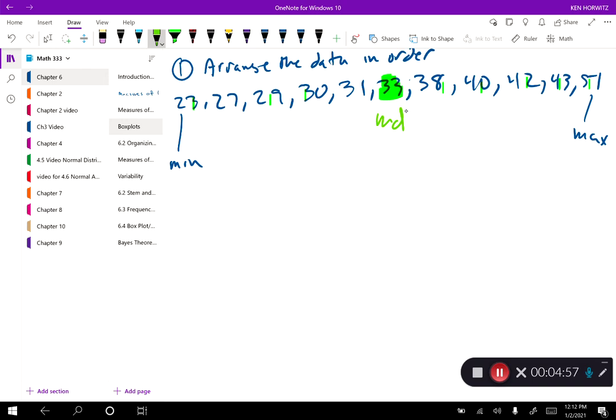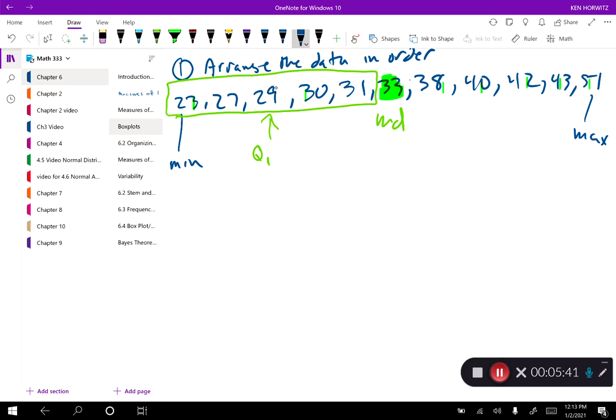So now we need to talk about the next piece. The next piece is Q1. The median has already been used. So now we look to that part of our data set, and I want to know what the middle number is. And the middle number is 29 over here.